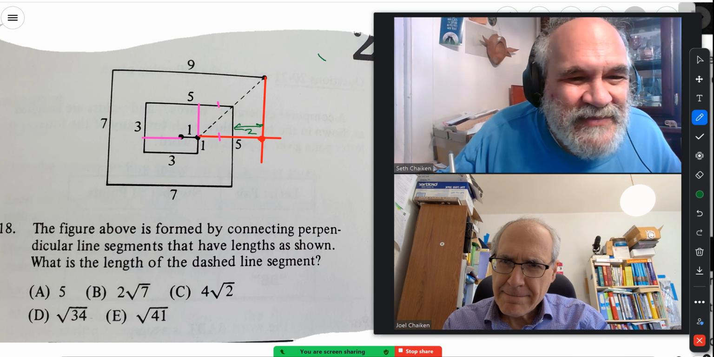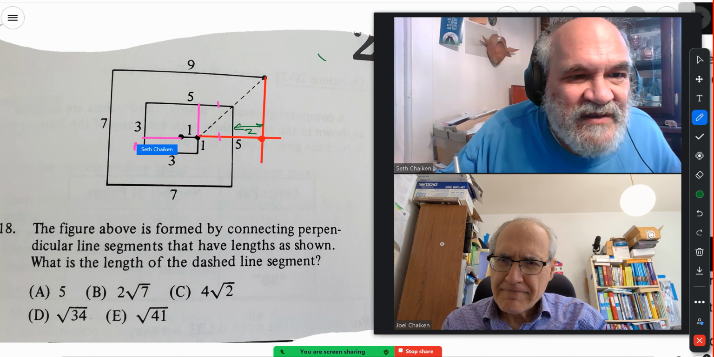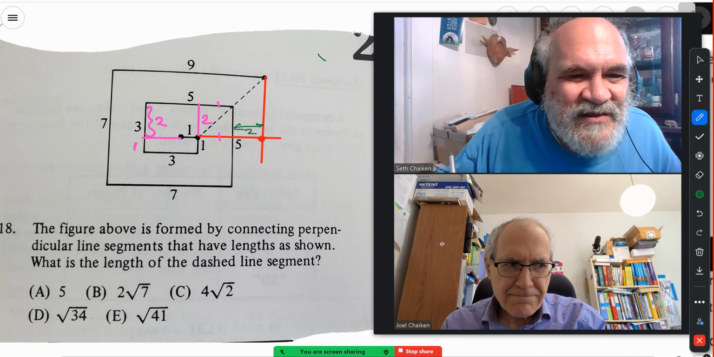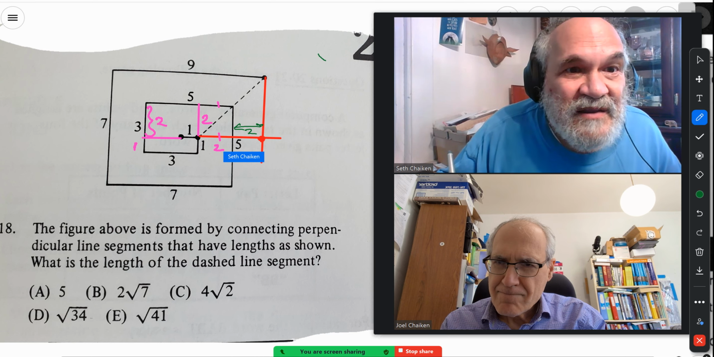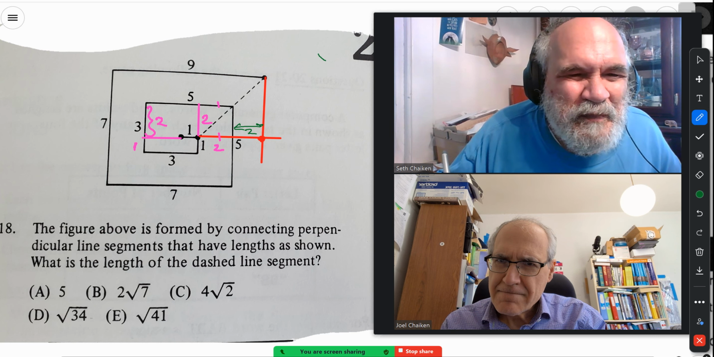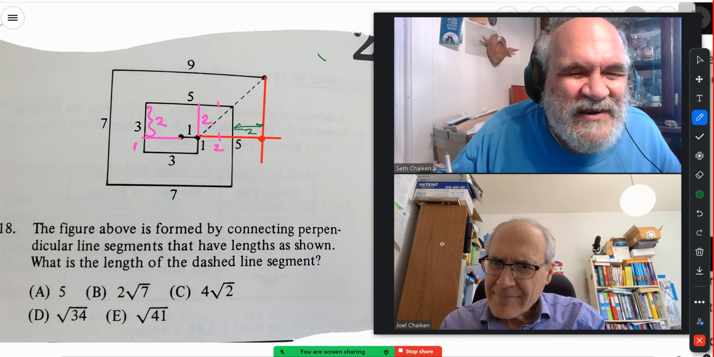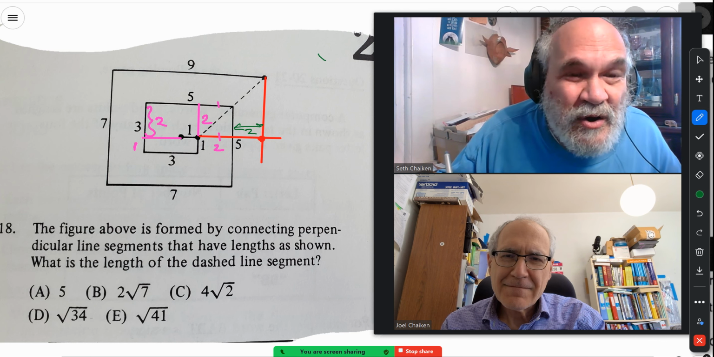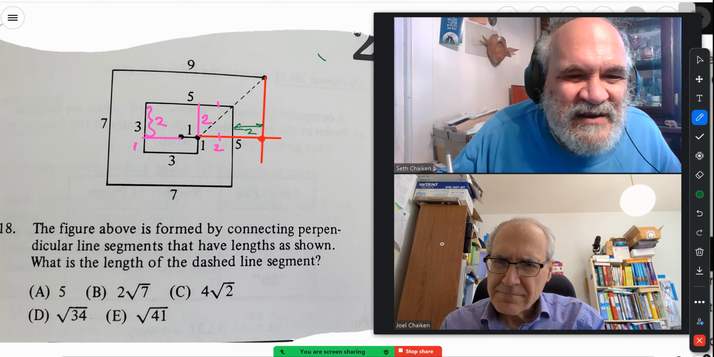This is 1. And therefore, this is 2. Therefore, this is 2. And therefore, this is 2. Now, I also have to figure out, let's see, gosh, this is confusing. So Joel figured out that this is 2. Yeah, because that's 9 minus 7. Okay, so we conclude that from here to here is 4. Right.